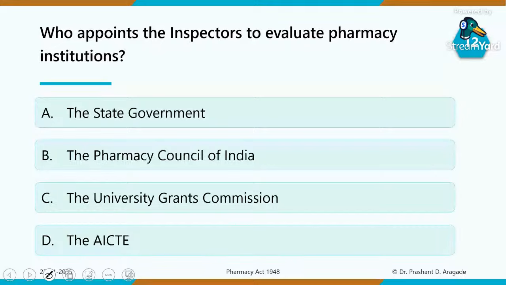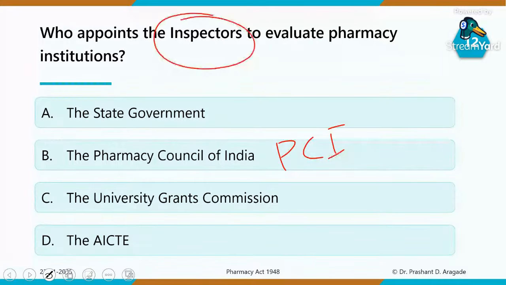The correct answer, as far as the Pharmacy Act 1948 is concerned, is the Pharmacy Council of India, that is PCI. It has authority to appoint the PCI inspectors who are going to evaluate the pharmacy institutions, whether they have followed the provisions made in the education regulations or not. So the inspector is appointed by the Pharmacy Council of India.